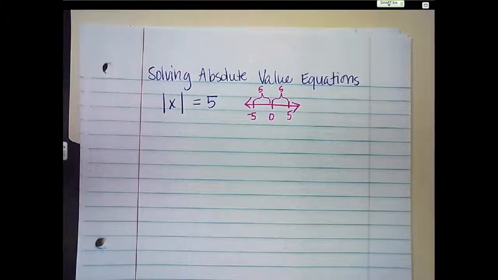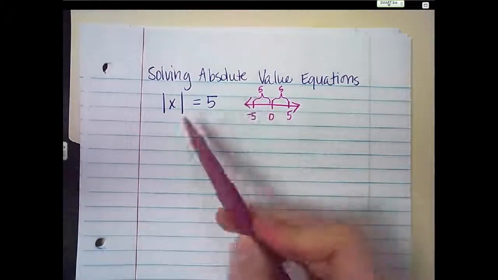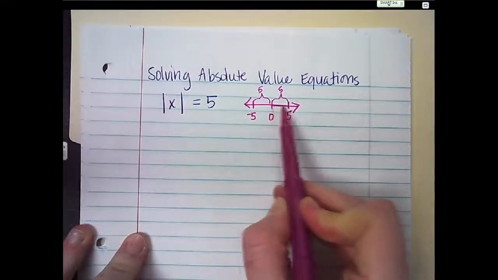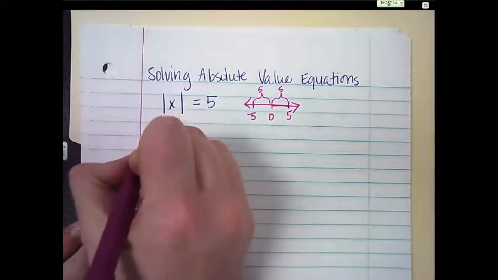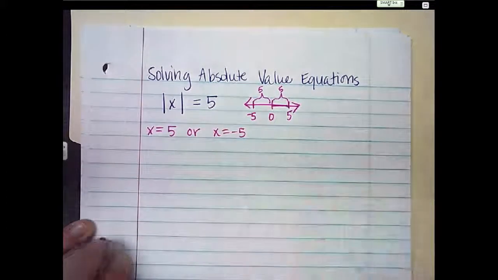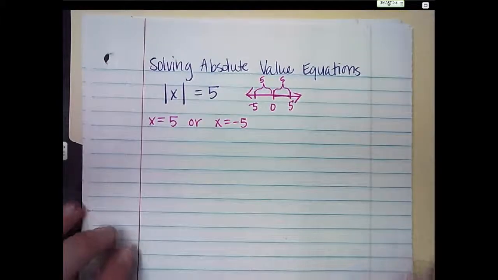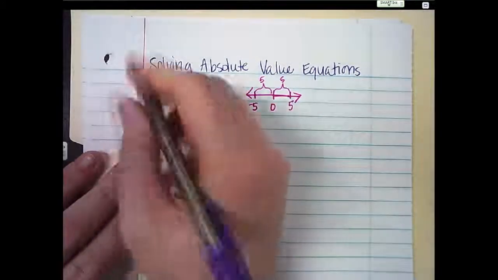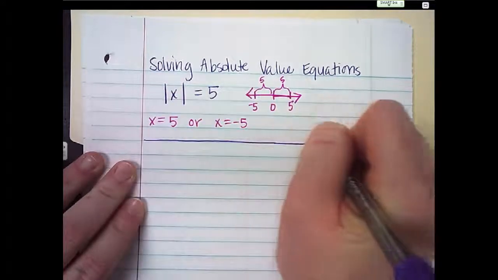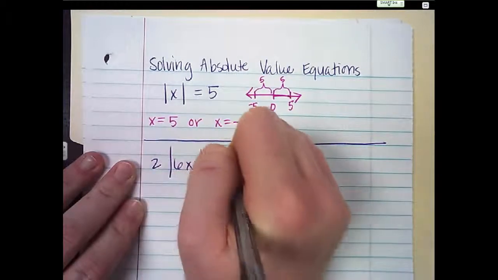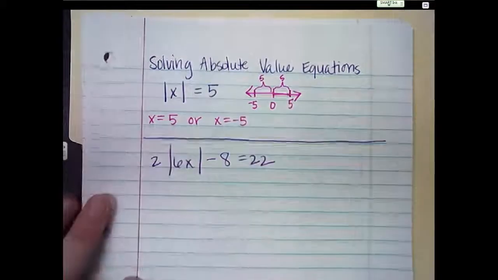So what happens is if you have absolute values, you can have two solutions. Because here I have 5, that distance is positive 5, but here I have negative 5. So really, x can equal 5 or x can equal negative 5. So you're going to get two solutions on absolute value equations, and that's what you have to remember to do. Don't worry, we're going to do one. So we're going to walk through the steps with this problem, and then we'll do some more examples.